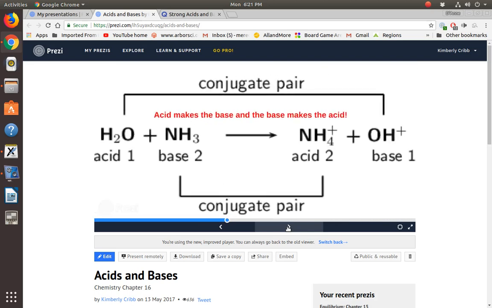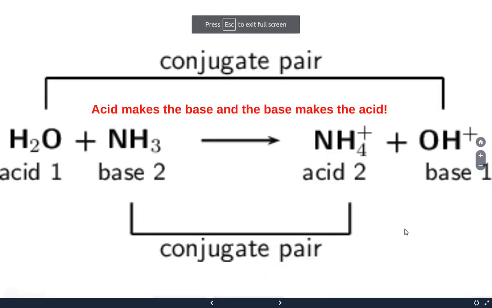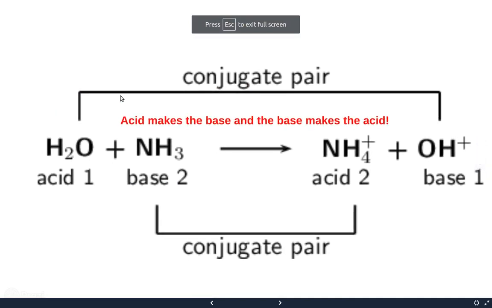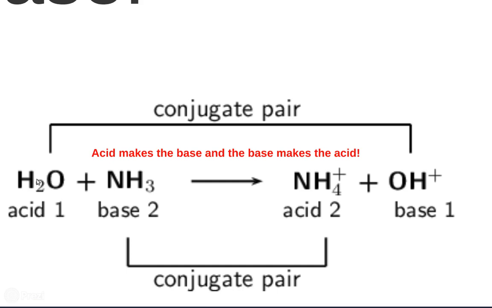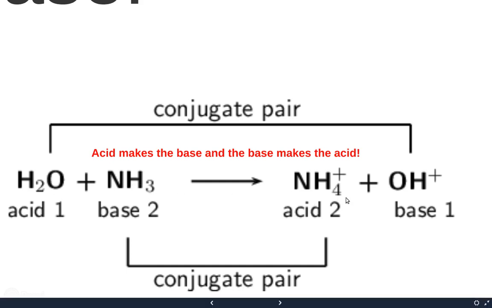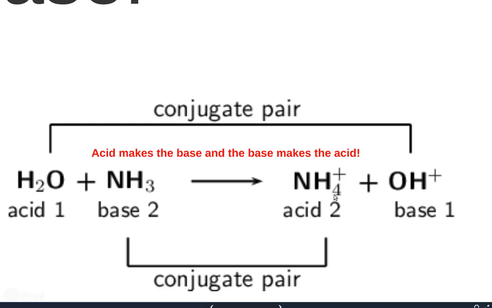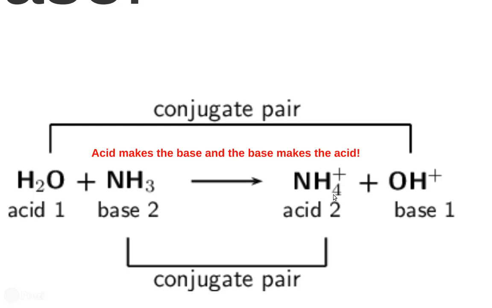So here's another set of conjugate acid-base pairs. I can't write on the Prezi, but I can point to things. So if I point to this, acid makes the base, and the base makes the acid. So here, there's the water, and there's the OH. Remember that water can be written as HOH. And here's the NH3 and NH4. Those are the most alike. So you compare NH3 and NH4. You can see it went from 3 hydrogens to 4 hydrogens. So it gained a hydrogen. It is a proton acceptor. It's a base.